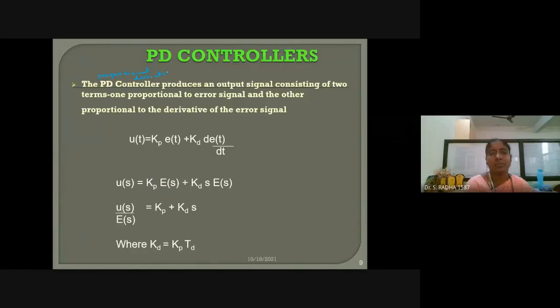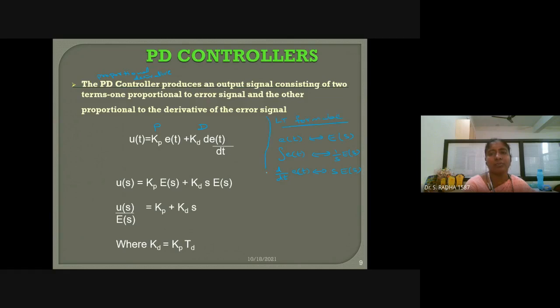Derivative controller. P means proportional, constant Kp will come. D means Kd along with d by dt is there. I told you whenever E of t is there, its Laplace is E of s. Whenever integration of E of t is there, it is 1 by s into E of s. Whenever d by dt E of t is there, its Laplace is s into E of s. These are the Laplace transform formulae.